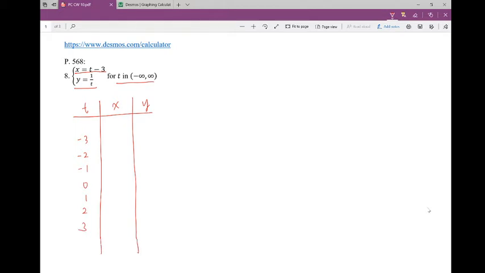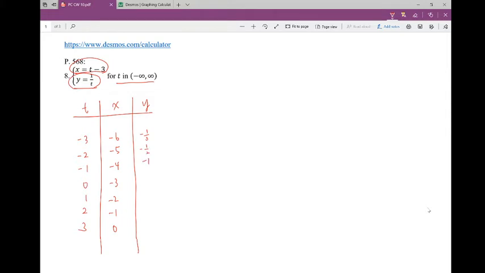All right, let's find x. X is t minus 3. So negative 3 minus 3 is going to be negative 6, and so forth. 3 minus 3 is 0, so I know I've been doing it correctly. Y is 1 divided by t, so negative 1 over 3, negative 1 over 2, negative 1.